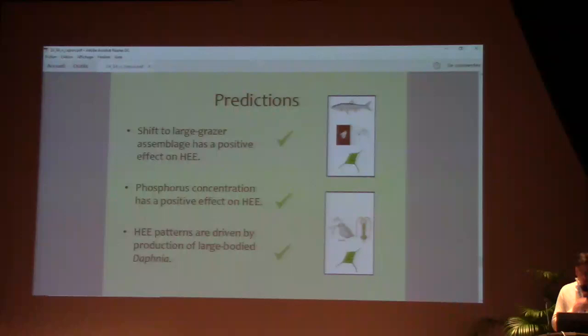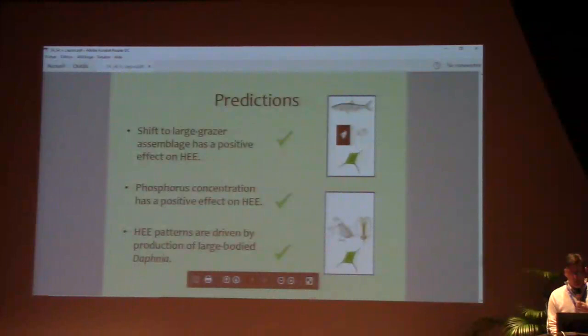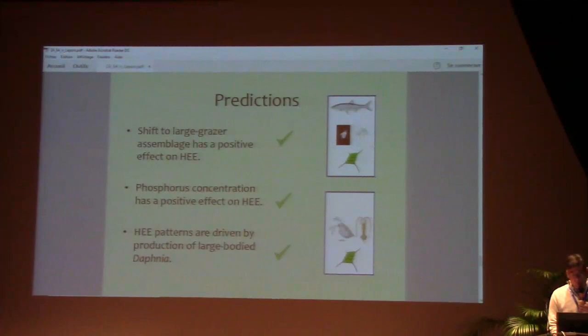So I would like to come back to my predictions in the light of these results. I think that my three predictions were, with some caveats, supported by the results. The first prediction was that the shift to the large grazing assemblage had a positive effect on herbivore efficiency, and that was supported because, as we saw, this assemblage here with the big daphnia and the copepod colonoid had higher efficiency for the same concentration of phosphorus than this community here, which was dominated by small herbivores.